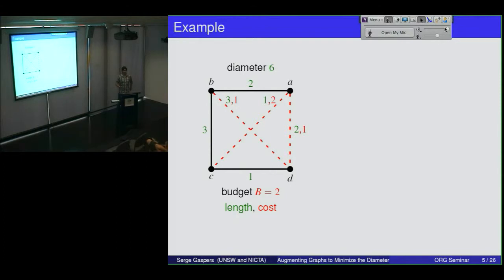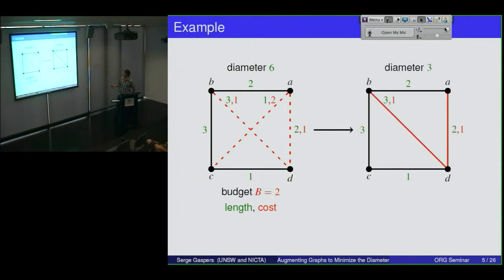So we have a budget of two. And what we could add is either this edge of cost two or those two edges, which each have cost one. The edge of cost two has a very small length, so it might make sense to add it, but actually the other solution is optimal. If we add these two edges, then we get a diameter of three. If you only add the other edge, then to get from B to D, we need a path of length four. So this solution is optimal. We can get from this diameter 6 graph to a diameter 3 graph with a budget of 2.